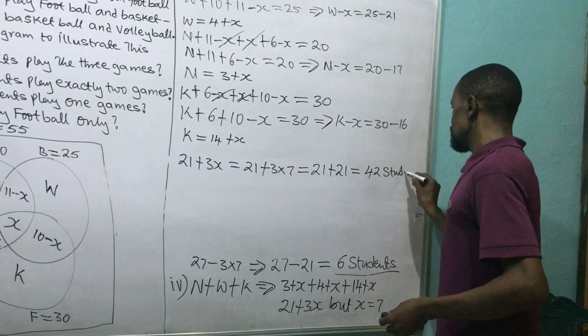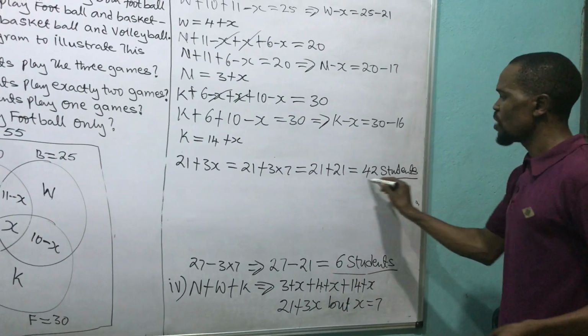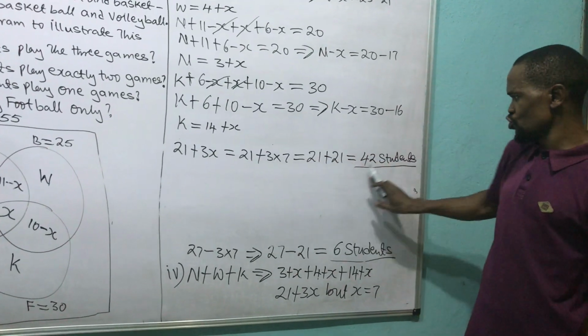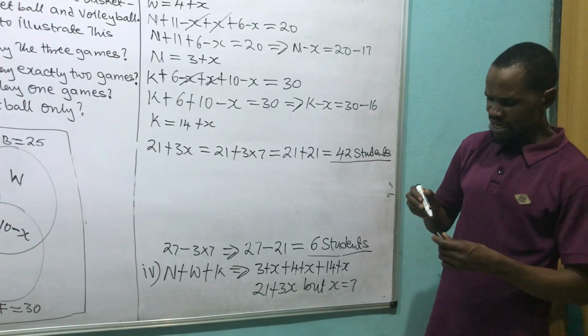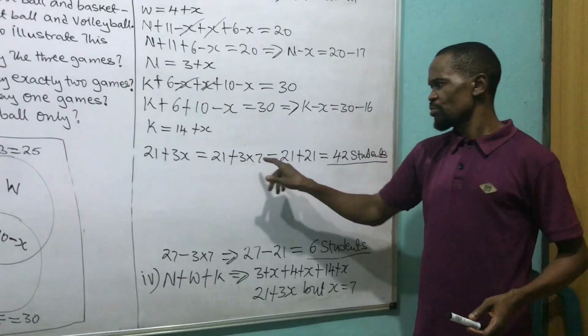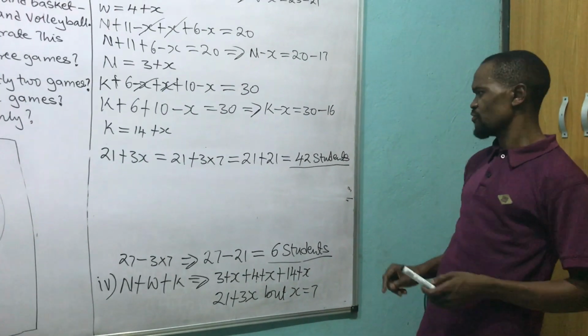42 students play exactly one game. 3 times 7 gives me 21, and this other part gives me 21. 21 plus 21 gives me 42. So 42 students play exactly one game.